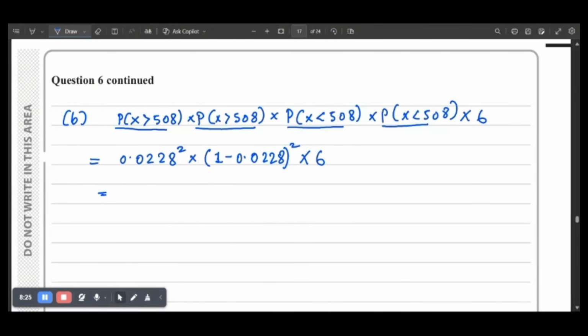This will give us 0.002978 from our calculator. This is rounded to 4 decimal places.